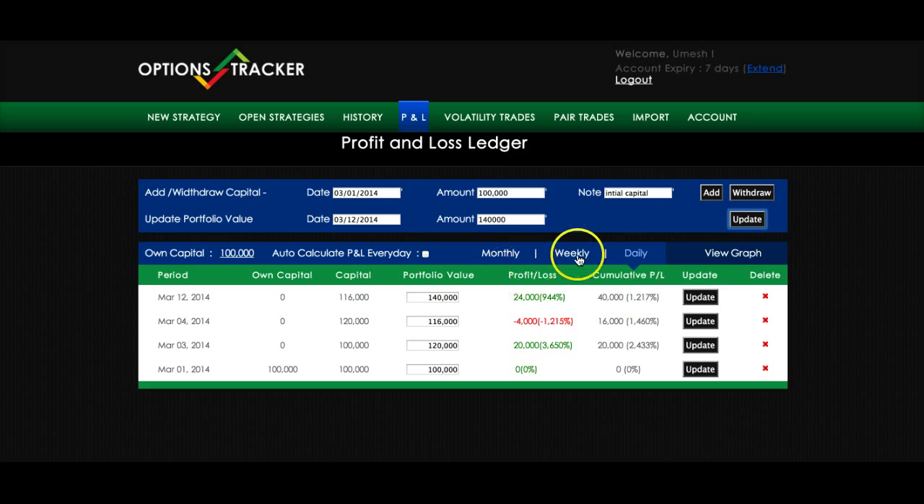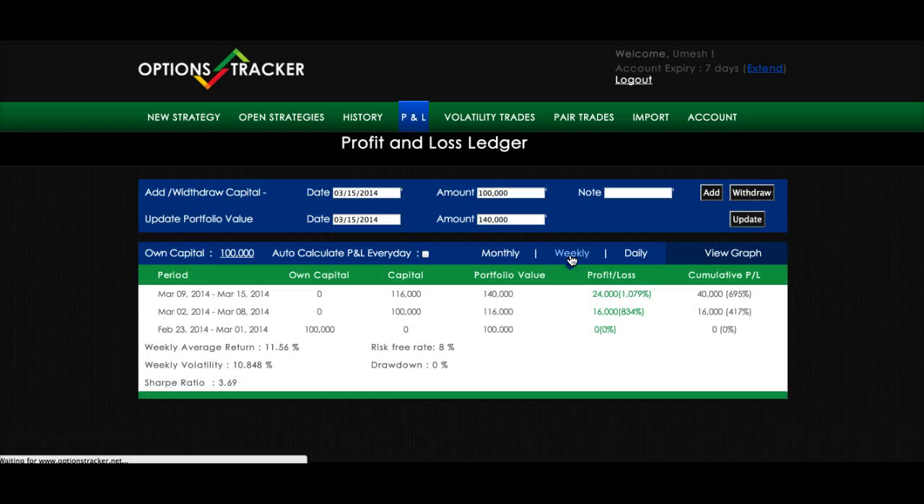per annum. You can group this weekly, so it gives you what was your, in the initial week, what was your capital, the portfolio value, and the profit and loss, and the next week and the week after that.